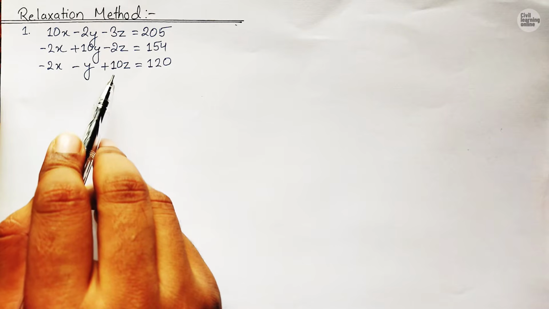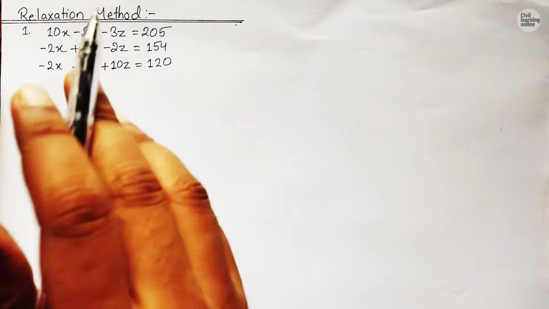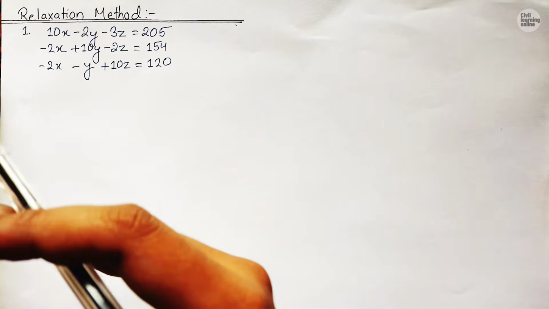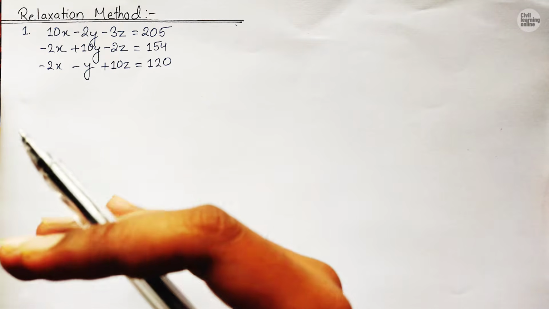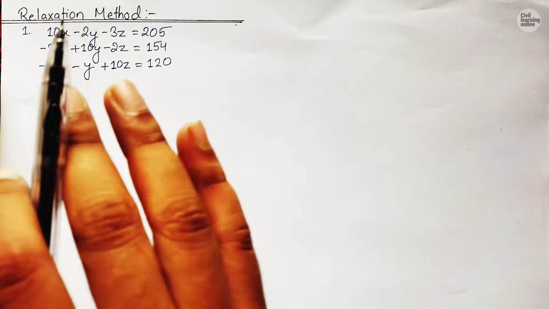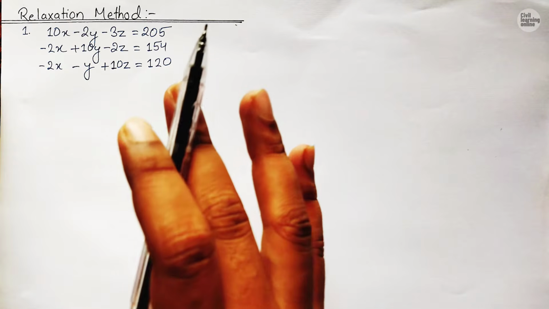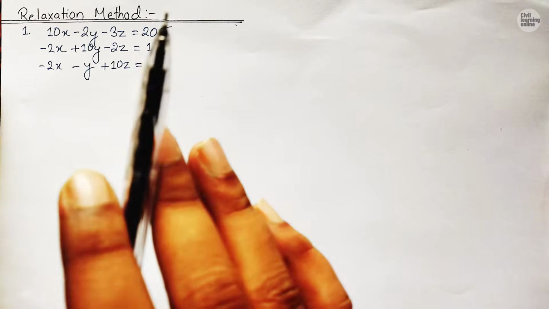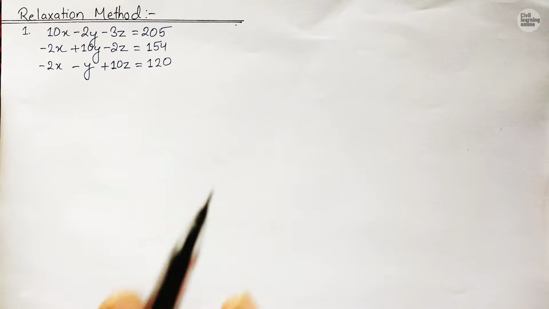If not, then we have to arrange the equation in such an order that in first equation the constant of x will be greater than the sum of the constants of y and z. Similarly, in the second equation the constant of y must be greater than the sum of the constants of x and z. Similarly, in third equation the constant of z must be greater than the sum of x and y, in order that the diagonal dominance property would be established. Now we will proceed further.